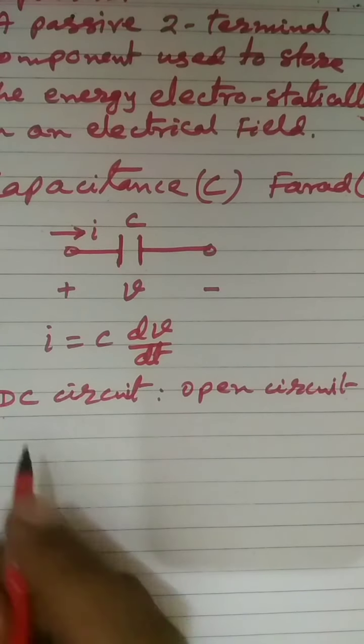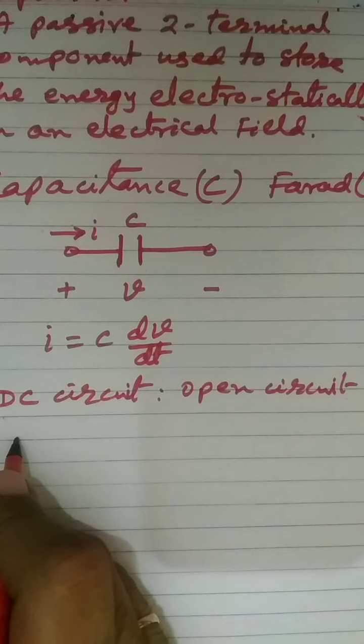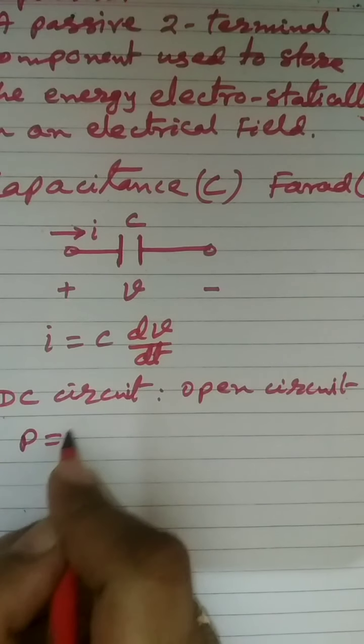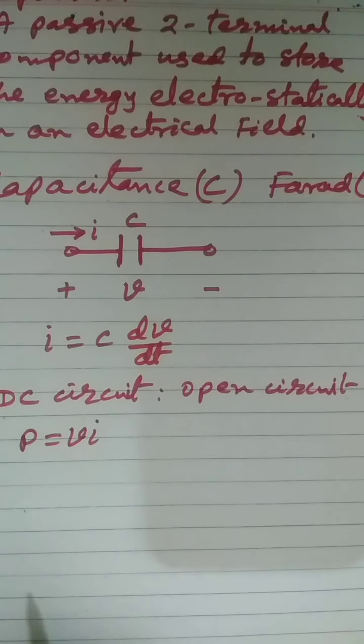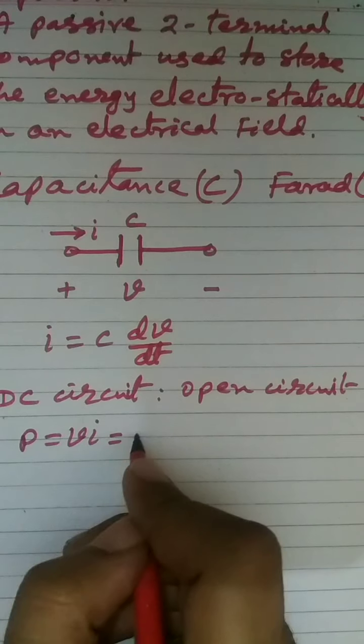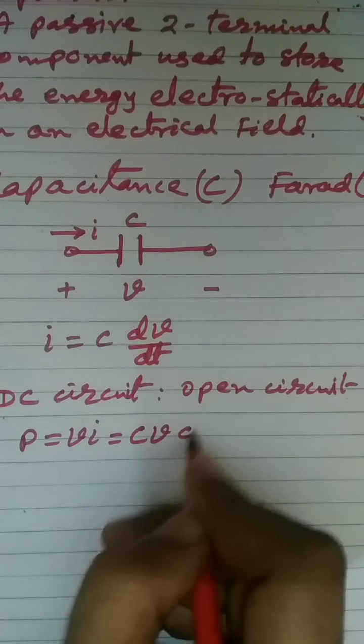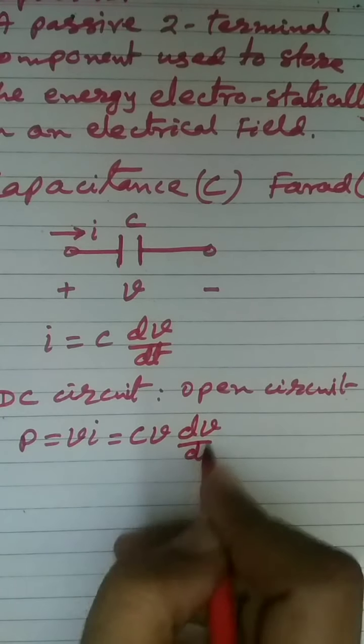The power for a capacitor is represented by V into I. Instantaneous power P is equal to V into I, or it can be also written as C into V dV by dt.